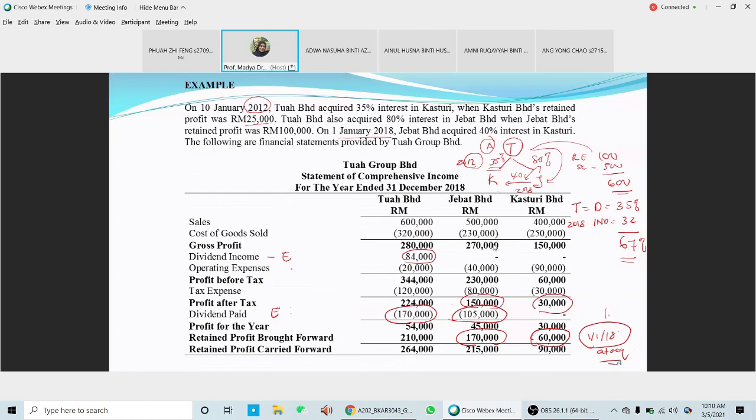Other information that you need to consider here is about the RE brought forward. RE brought forward here is 60. That one that you have in Kasturi is the one considered as the RE at the acquisition, because you acquired on 1st of January and now it's 31st December. It's only 1 year. So the brought forward here is considered as the RE at the acquisition. So we're already done.